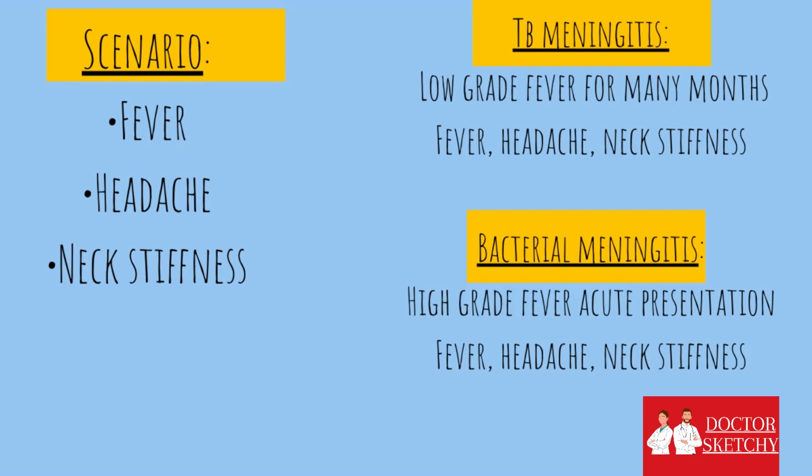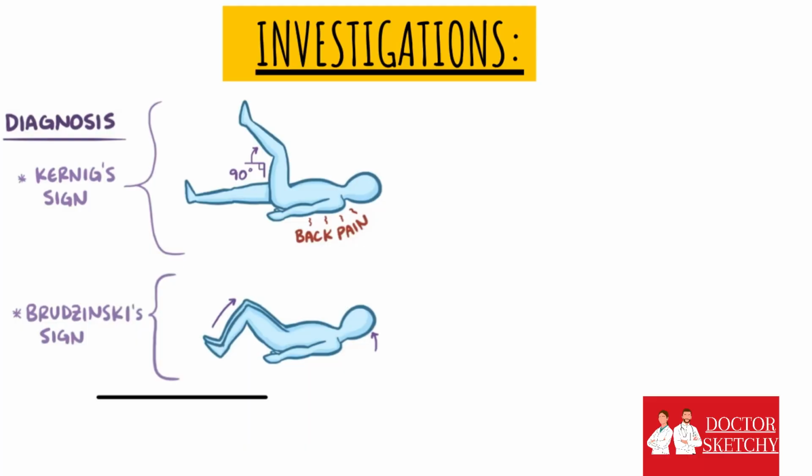In the scenario of TB meningitis, they will specifically mention low grade fever for a long term, like for months. But in case of bacterial meningitis, it will be a high grade fever and there will be an acute presentation. When it comes to investigations, you can clinically diagnose it by checking the two signs, Kernig's sign and Brudzinski's sign.